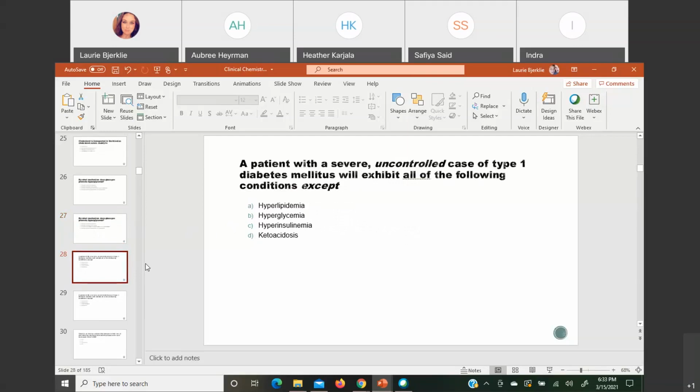All right, a patient with severe uncontrolled case of type 1 diabetes will exhibit all of the following except what?